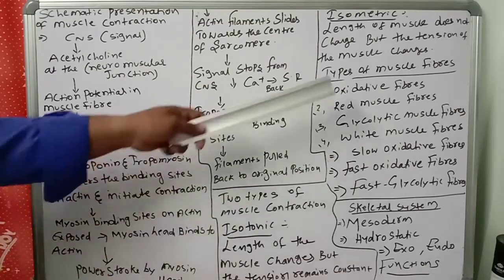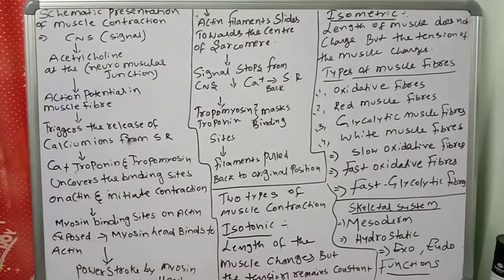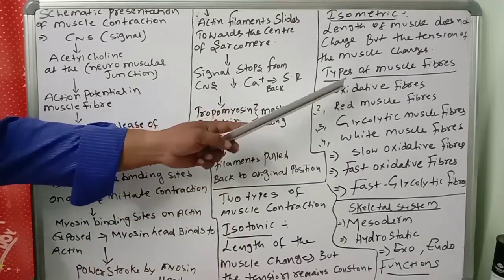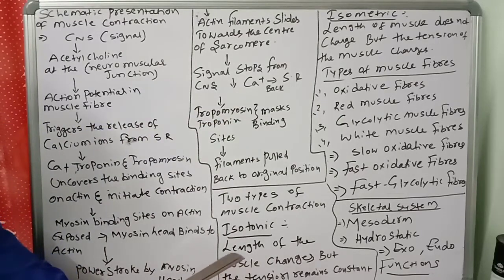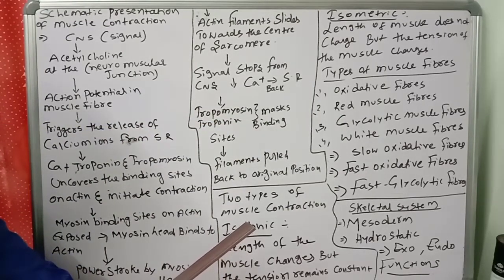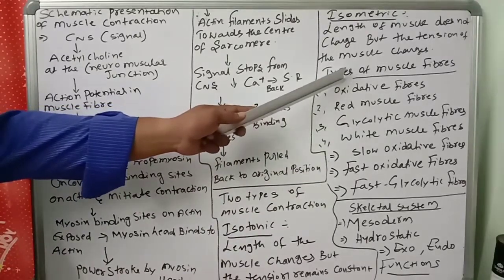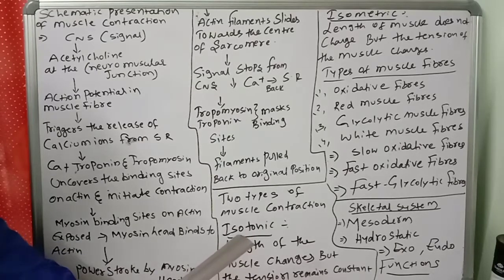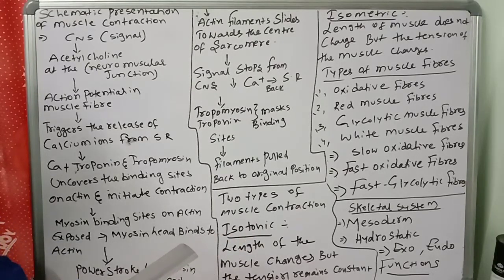Next, types of skeletal muscle fibers. What are we discussing? Types of skeletal muscle fibers. Okay, we will discuss what those skeletal muscle fibers are. Number one, the muscle fibers can be classified on the basis of their rate of shortening, either fast or slow, and the way in which they produce ATP needed for contraction, either oxidative or glycolytic.